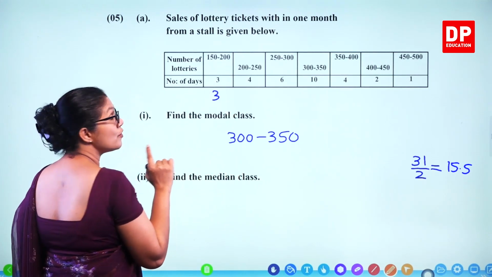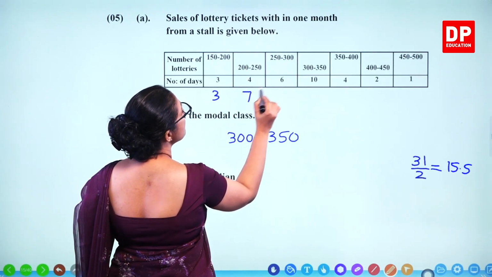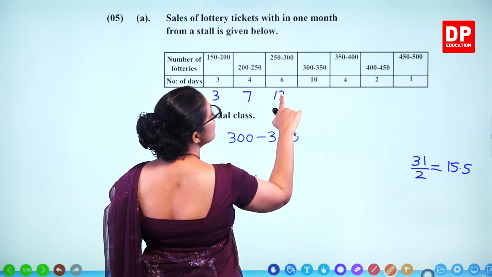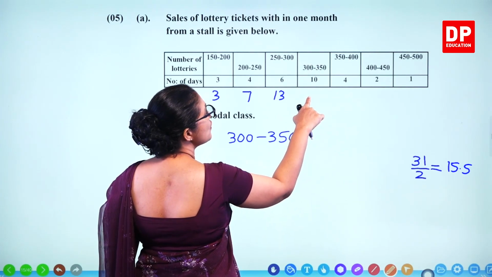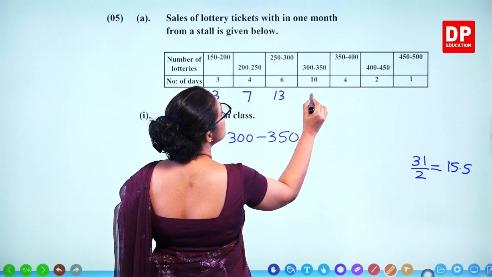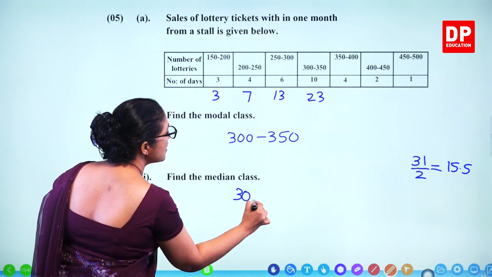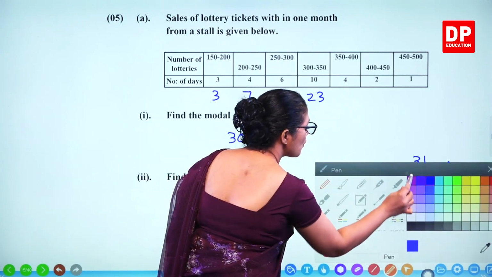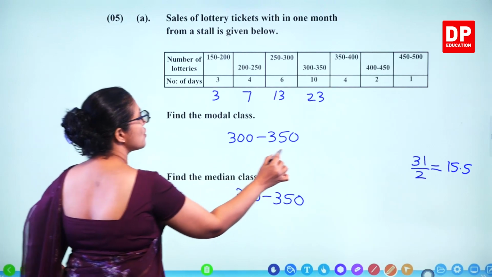So you need cumulative frequencies. 3 plus 4, 7. 7 plus 6, 13. So 13 up to this one. So the next interval contains 15.5. So that's 23 here. So that's the median class, same as the modal class. So how many marks for these two? You are getting 1 mark each.